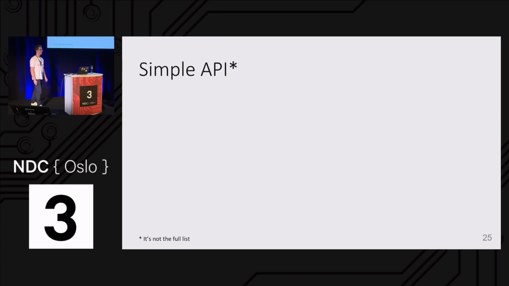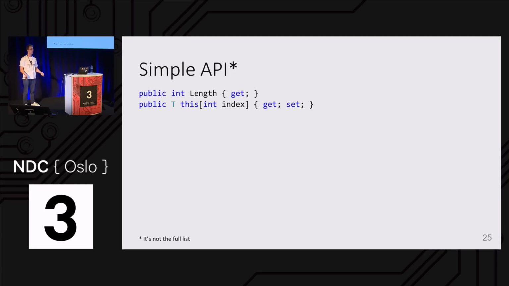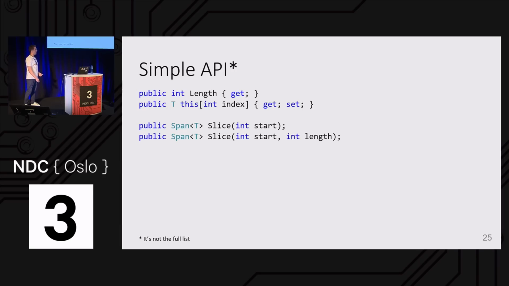The API is very simple. I would recommend to think of it like an array which can point to any type of memory, because it has the length indexer, which allows us to get and set elements. It also allows us to do slicing, and this is super important because it takes parts of memory without copying them, because it creates a new span with just a different pointer. It does not copy any memory.